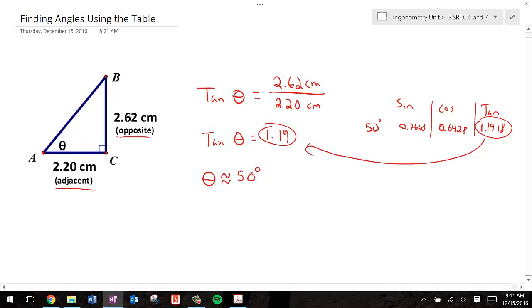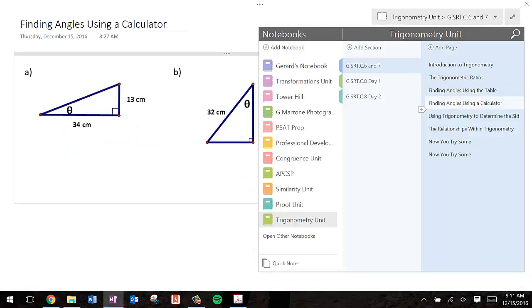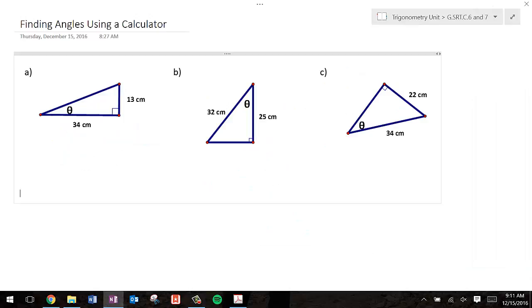Now, there is a quicker way to do this. Instead of going to the table every time and having to simplify that, we can use what's called an inverse tangent. Just like when we deal with division, if we've got 2x equals 4 and we need to divide by 2, we're doing the inverse of multiplication. Here we're going to use the inverse trigonometric ratios. So looking at example A, and then I'll let you guys try B and C, straight across is my opposite side.